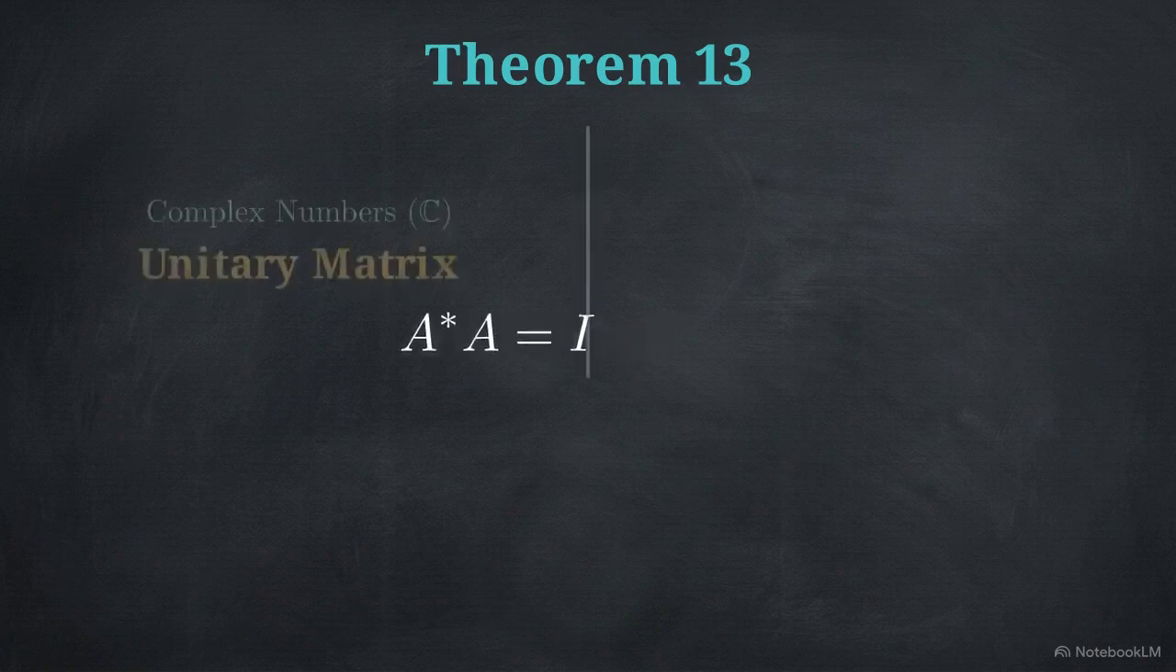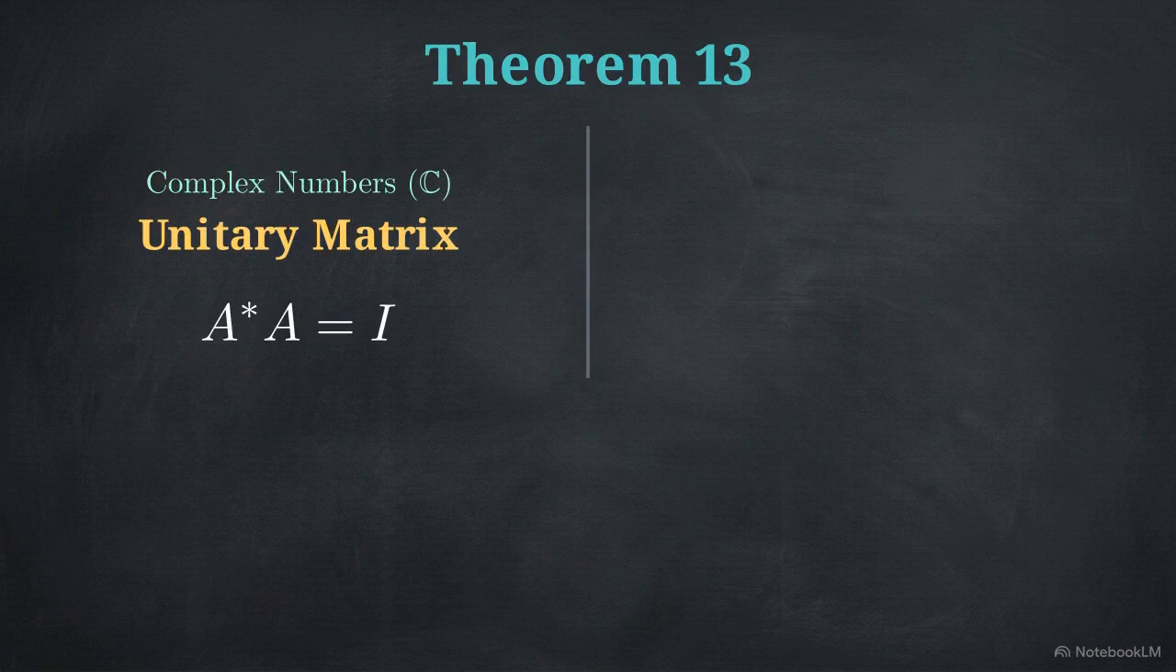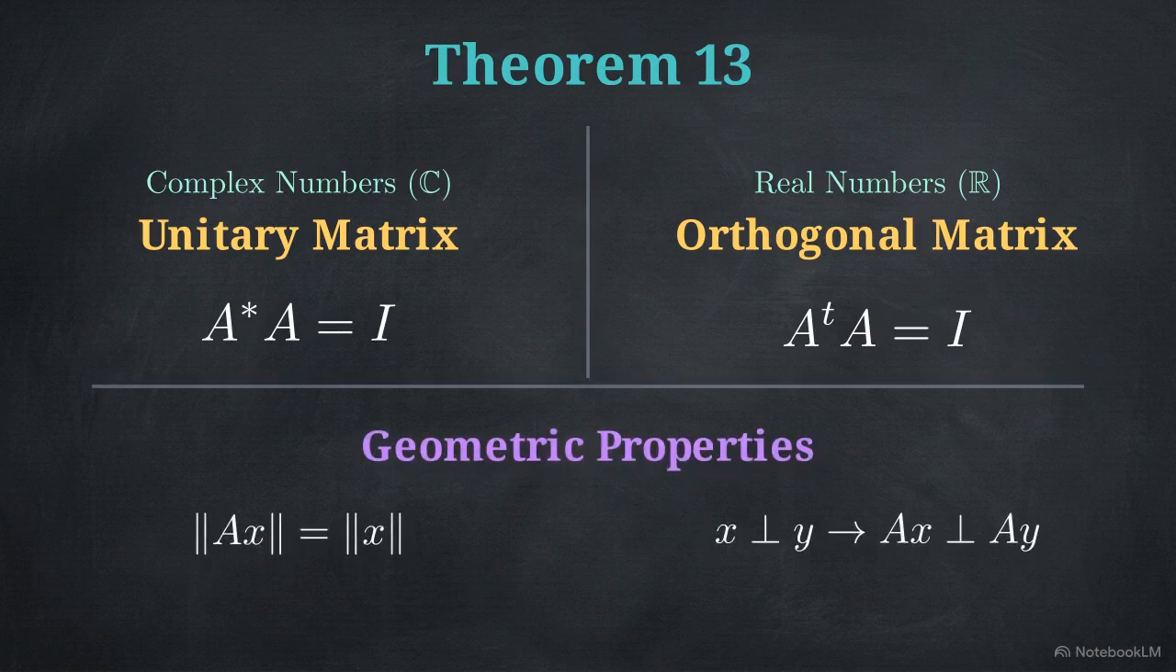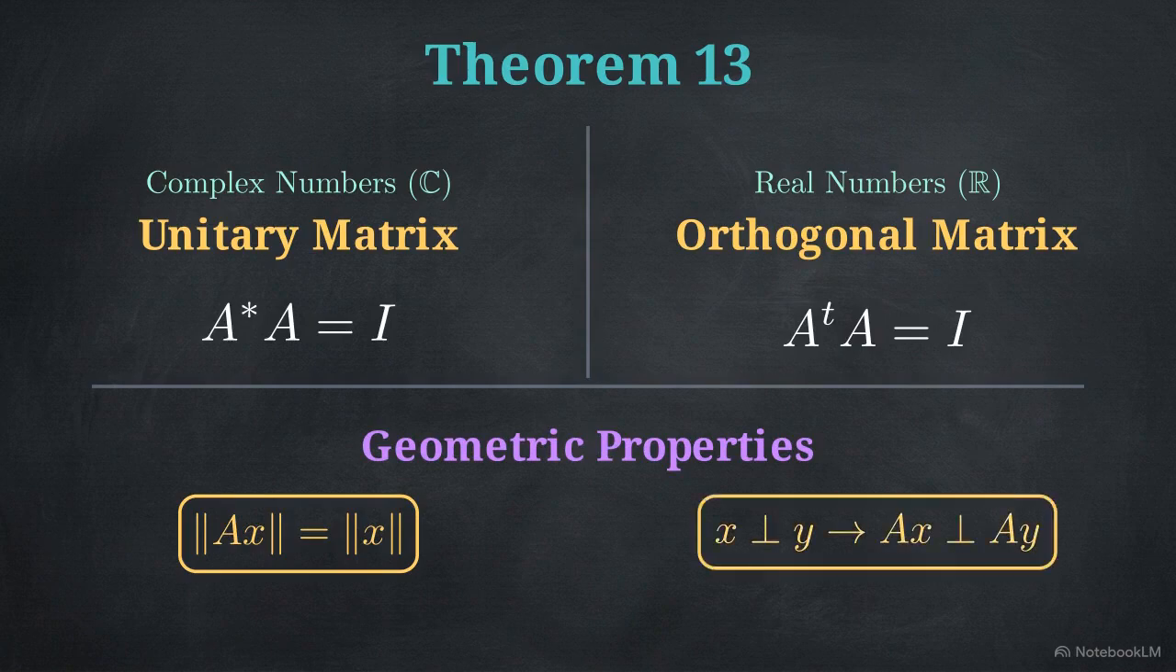There is a slight terminology difference depending on the numbers you use. If your matrix consists entirely of real numbers, the conjugate transpose becomes just a standard transpose. In that specific case, we call it an orthogonal matrix. Notice the formulas listed below the matrices. These matrices perfectly preserve the norm, or length, of any vector. And if two vectors start out orthogonal to each other, multiplying them by matrix A ensures they stay orthogonal.